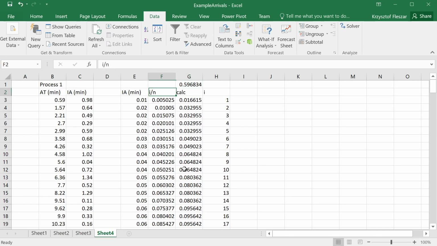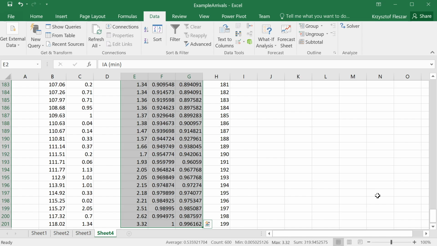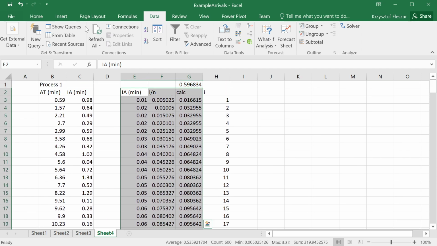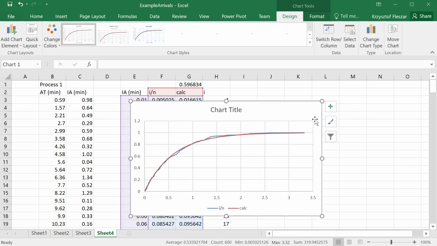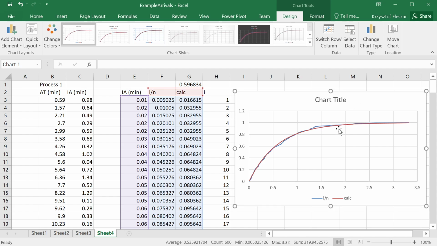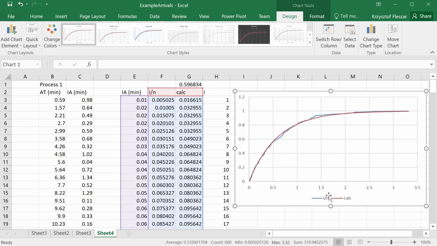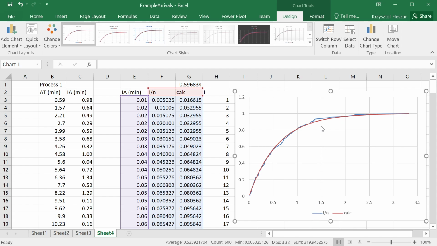And so if I copy this again to the end of the table, and now if I plot those three columns, I will again insert a scatter chart with lines, and I will show you that there are two lines here. The blue one is for the experimental, the empirical distribution, and the red one is what I calculated as the theoretical distribution.